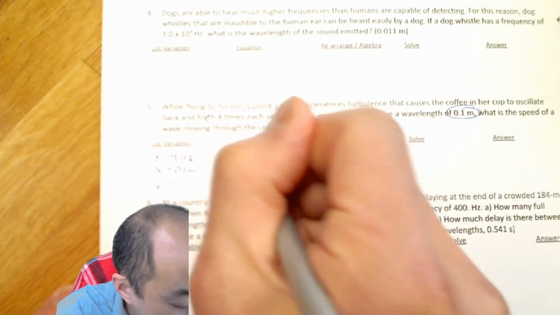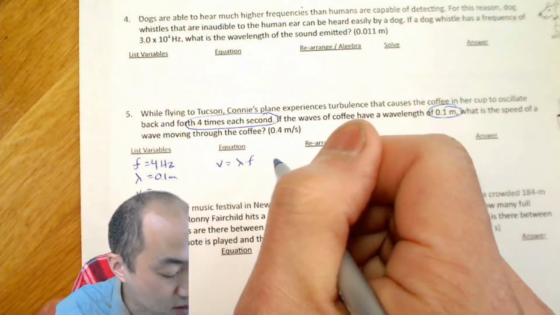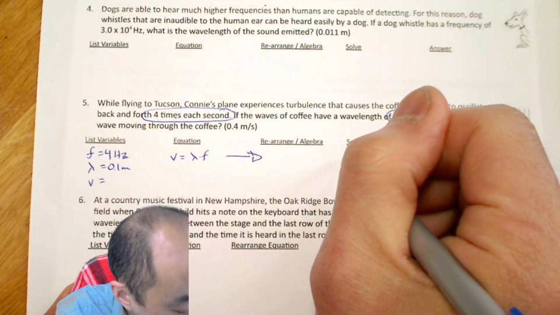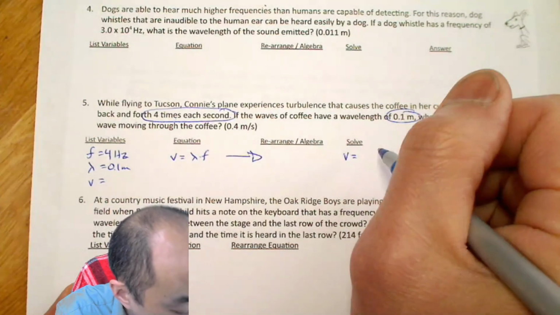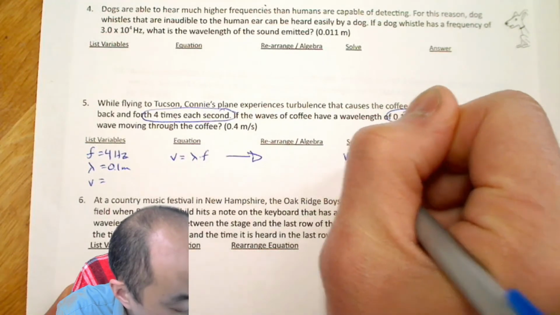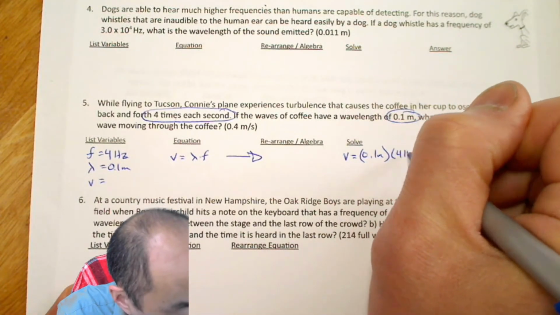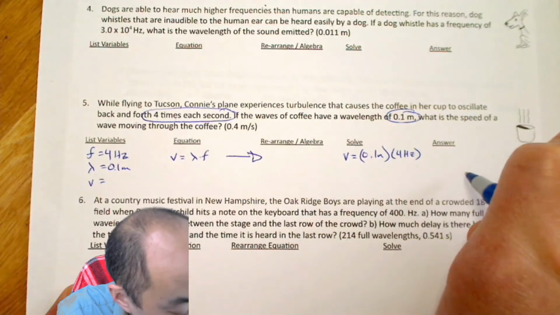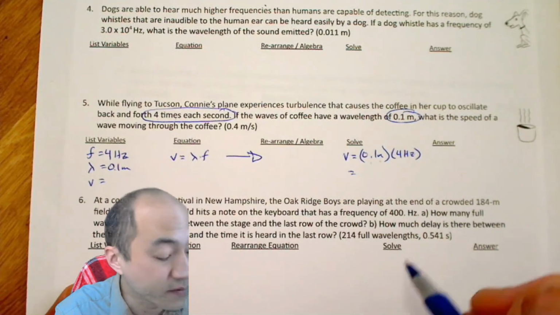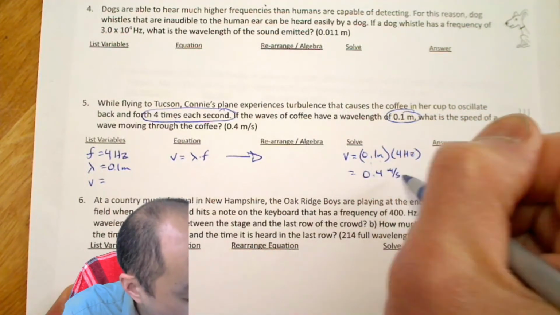So the equation is v equals lambda times f. We don't have to do anything to rearrange this, so it's the same equation. Draw an arrow there. I'm going to solve it now. v is equal to lambda, which is 0.1 meters, times 4 hertz. And we work that out. 0.1 times 4, I don't even need a calculator for this one, is 0.4 meters per second.